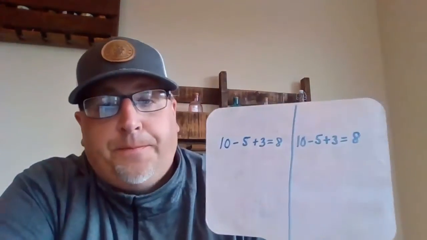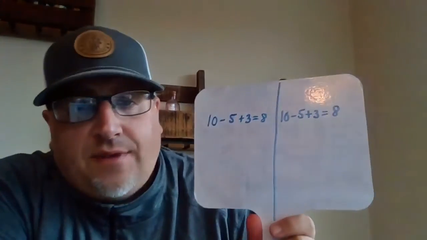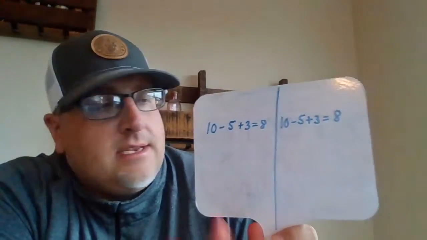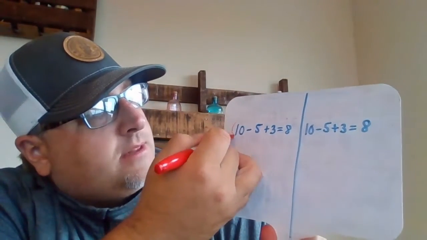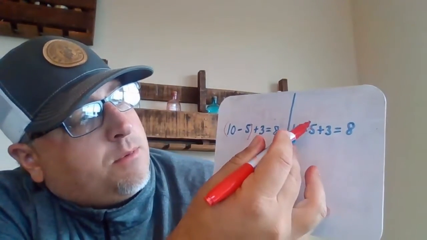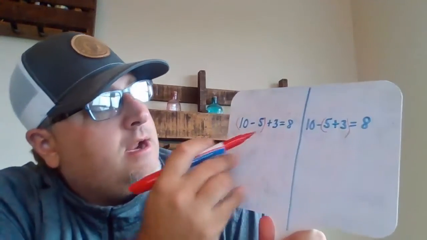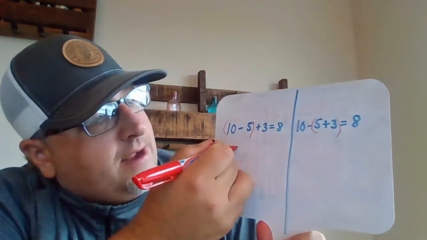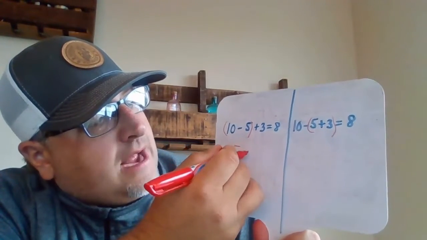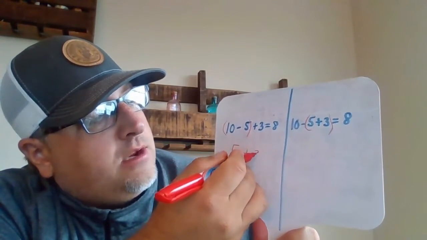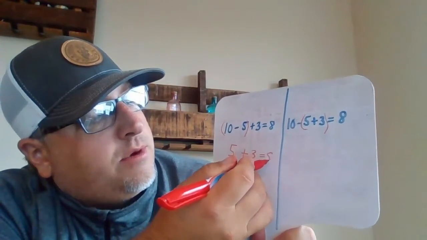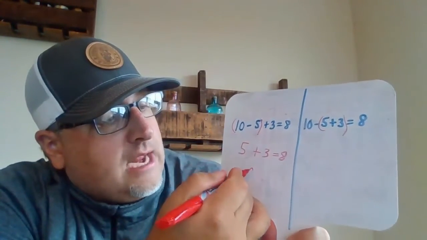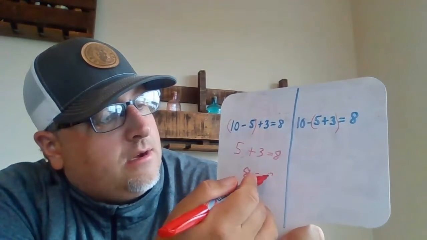Let's go with this one right here. We have 10 minus 5 plus 3 equals 8 on both sides. So we're going to put parentheses in here. All right? We're going to put parentheses here, and we'll put parentheses here. First things first, we're going to solve what's in the parentheses here. So we got 10 minus 5, which gives us 5 plus 3. Bring it down, equals 8. And then let's do the math. 5 plus 3, yep, equals 8, and equals 8.